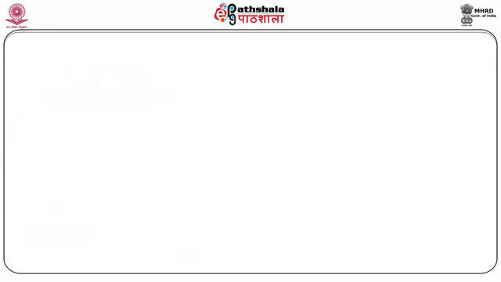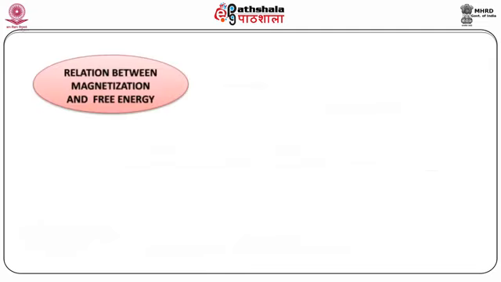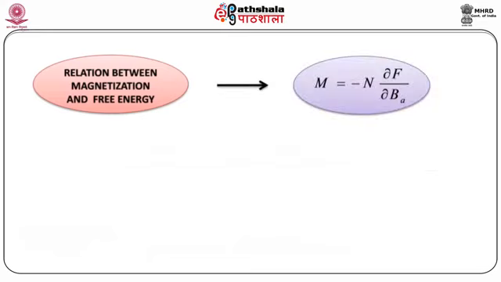Now, before proceeding ahead, we have written down here the relation between the magnetization and the free energy. So this magnetization is related to the free energy F like this: M is equal to minus n times the partial derivative of F with respect to the applied magnetic field Ba. And here, of course, as we mentioned before, n is the total number of atoms or ions.